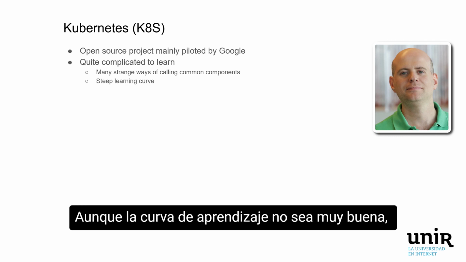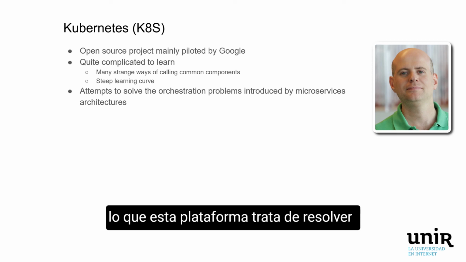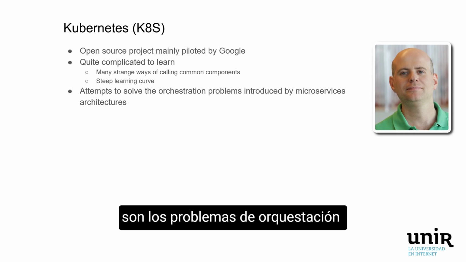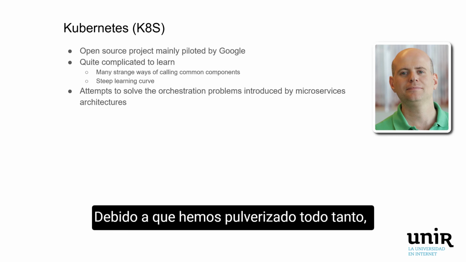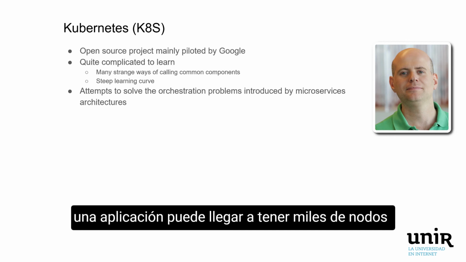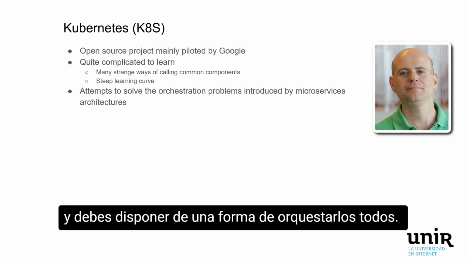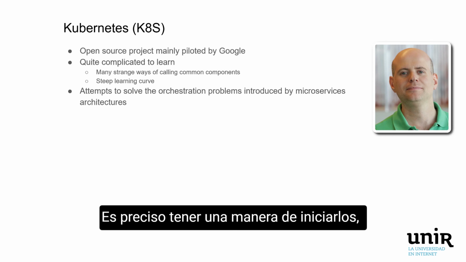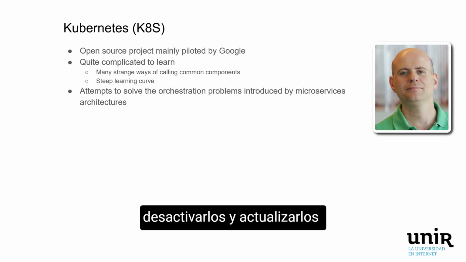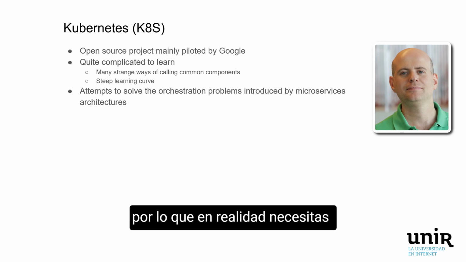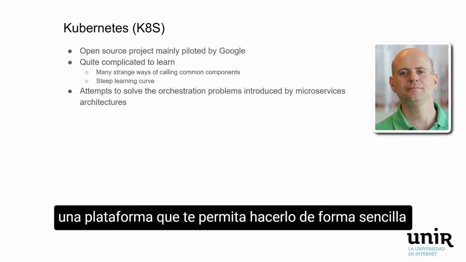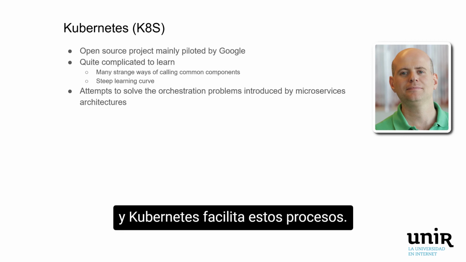So the learning curve is not going to be great, but it attempts to solve the orchestration problems caused by going with the microservices philosophy. Because if you have pulverized everything so much, an application can have thousands of nodes. You need to have a way of orchestrating them all. You need to have a way of spinning them up, shutting them down, updating them. Like if everything can be touched independently, you really need something that allows you to do it in a way that is easy. And Kubernetes facilitates that.